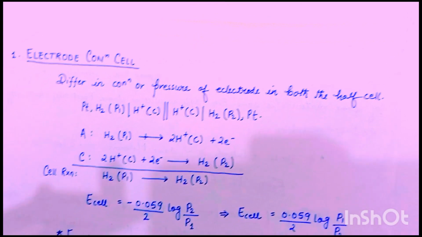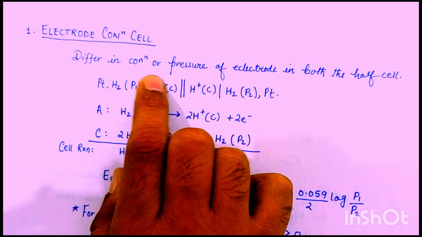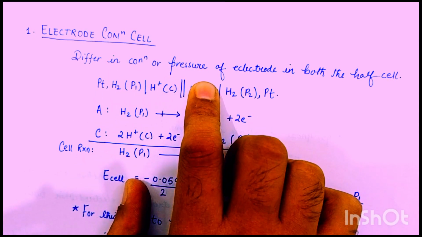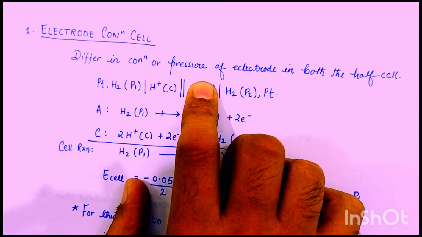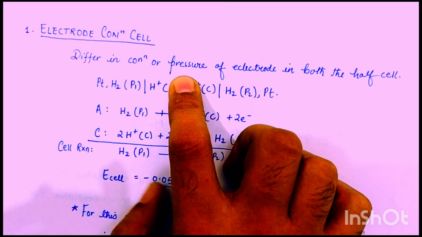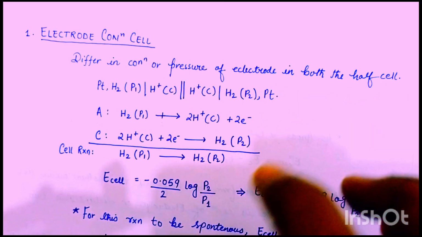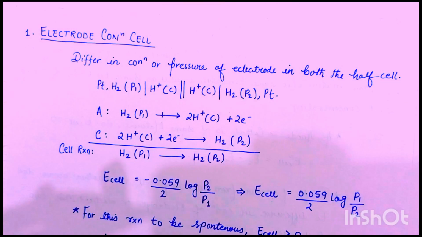Hope it is visible to you all. Now the first type is the electrode concentration cell. As the definition indicates, it differs in the concentration or pressure if the electrodes are made up of gaseous material. We use the word pressure of electrode in both half cells. It means that it is a concentration cell in which the electrodes have different pressures.